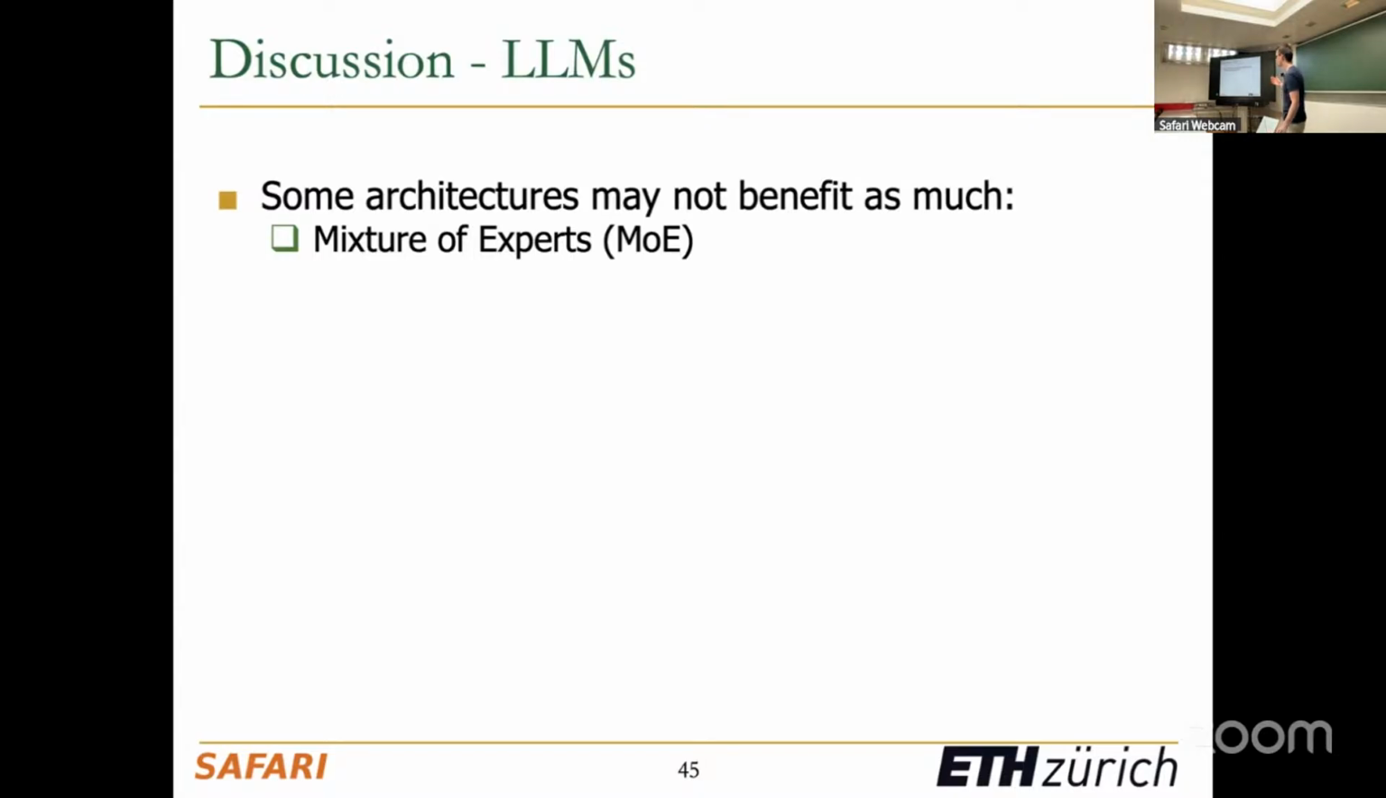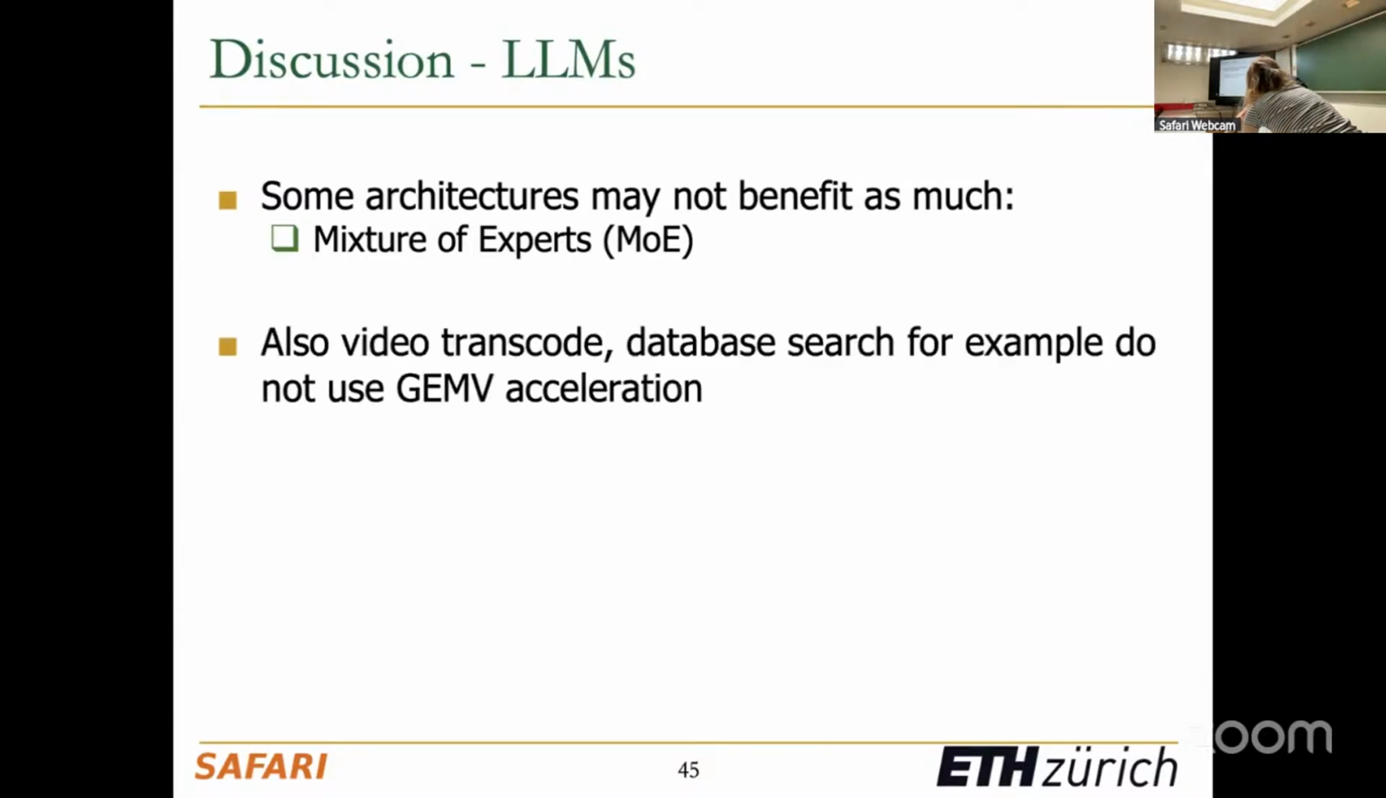I think also about some bidirectional transformer models which could not really benefit, because you do not have the same caching. Also with the workloads we spoke about before, video transcode and database search could not really use GEMV acceleration.